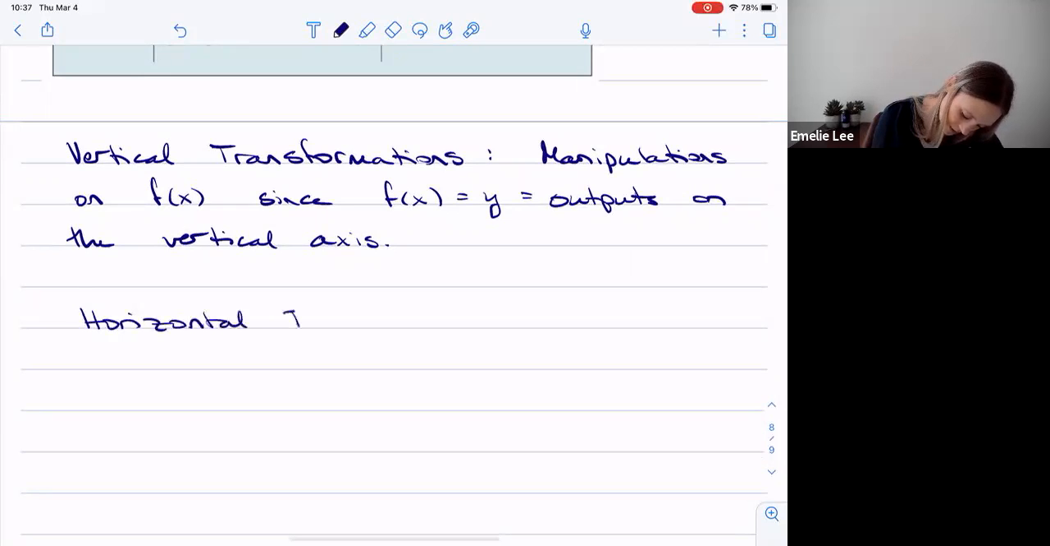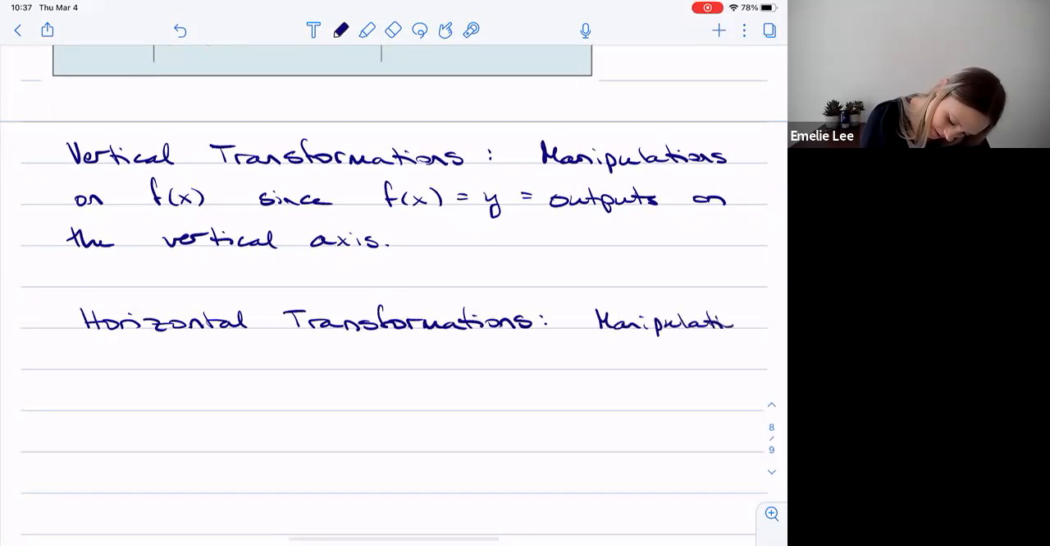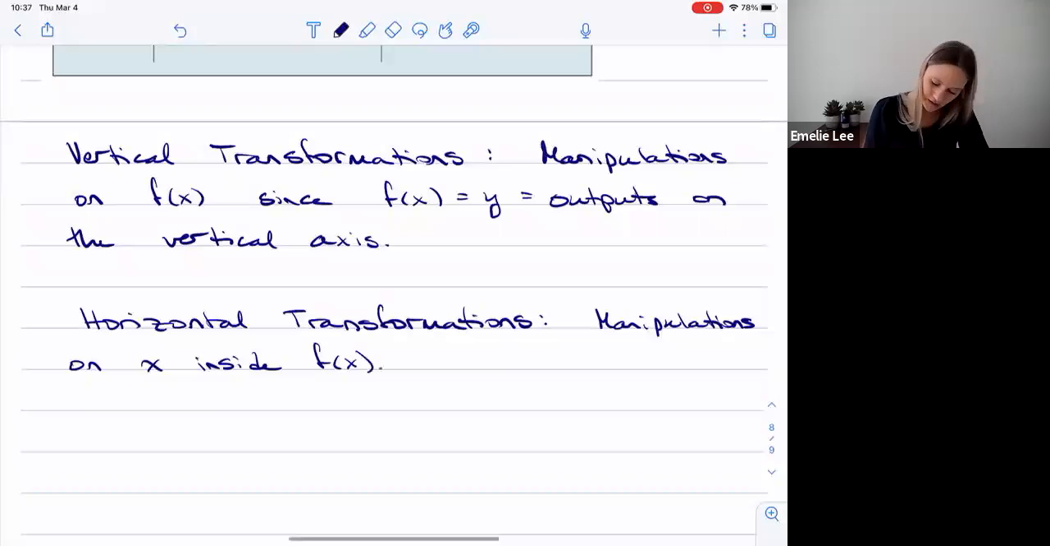Horizontal transformations are when we manipulate the x inside f of x. So, or when we have manipulations on x inside f of x. And I'm not going to write it down, but they typically behave the opposite of what you think they are going to.